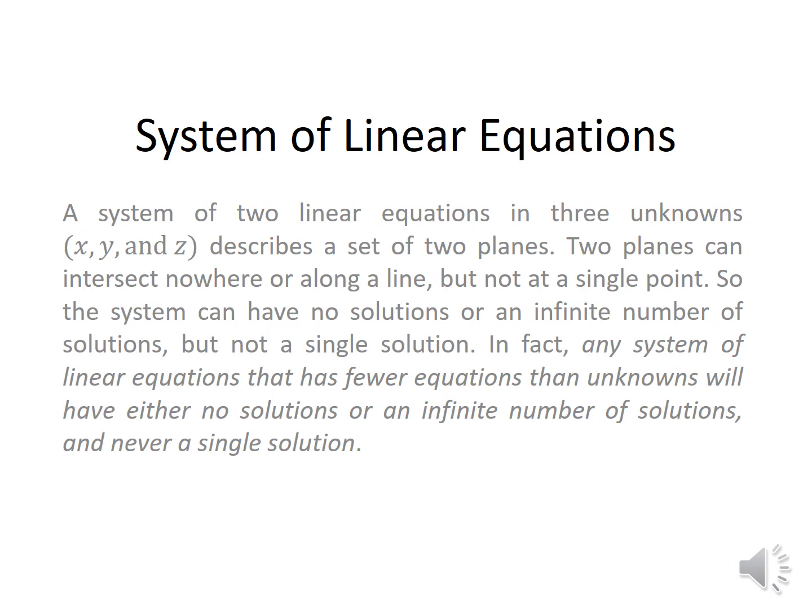A system of two linear equations with three unknowns x, y, and z describes a set of two planes. Two planes can intersect nowhere or along a line, but not at a single point. So the system can have no solutions or an infinite number of solutions, but not a single solution.